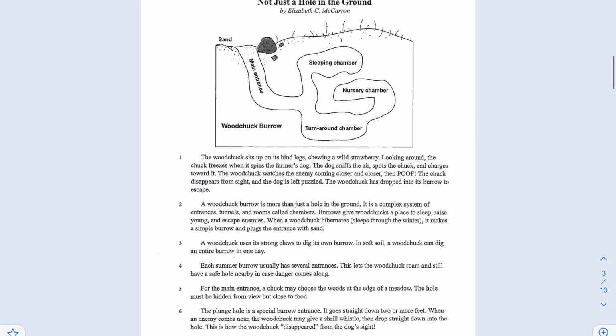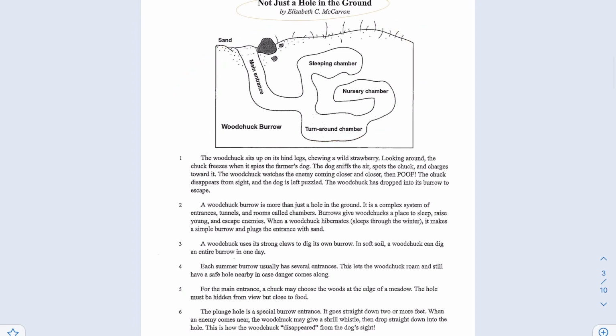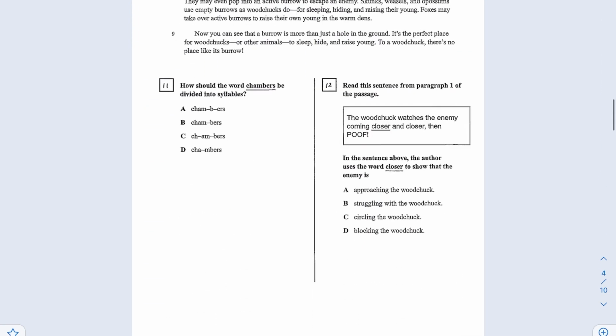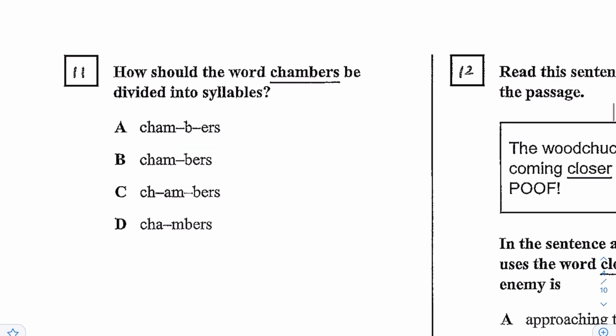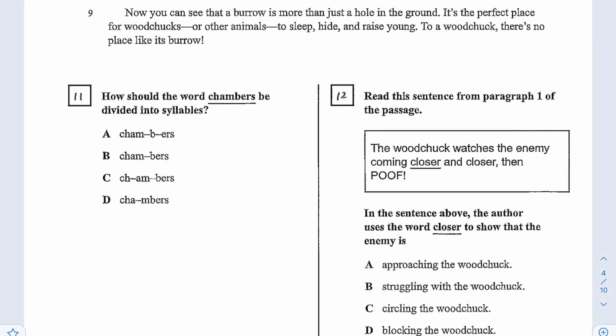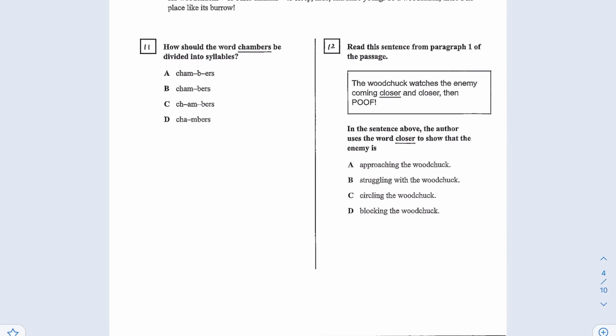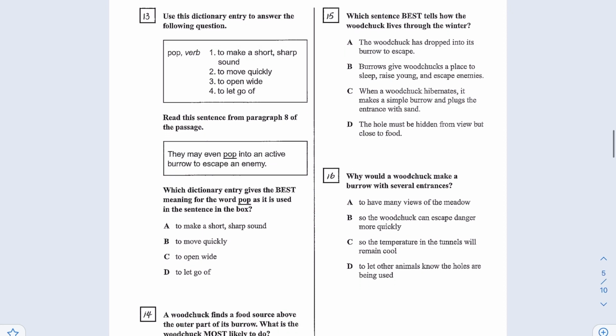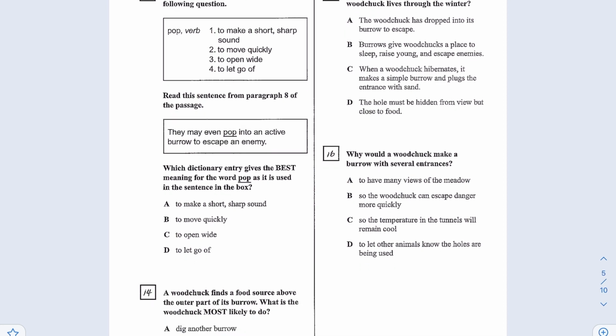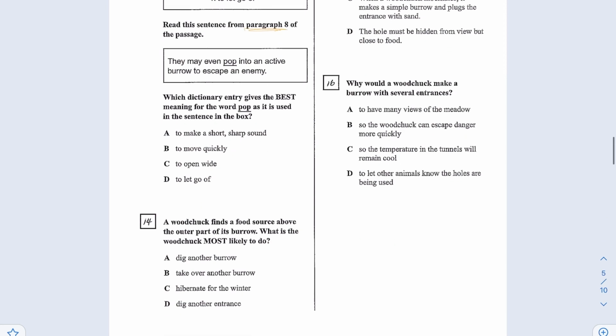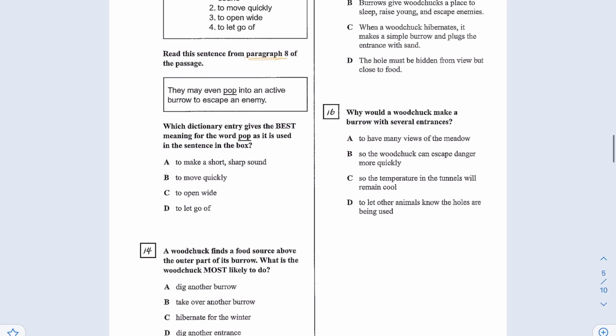Next, we have a story here, and for this passage, there's a diagram, and there's a title, author, and it's also really helpful to actually preview the story with the questions first. So number 11 talks about the word chambers. So we're going to look for chambers. 12, we want to look for the sentence from paragraph 1. Question 13 has paragraph 8. And then 14 talks about a woodchuck.